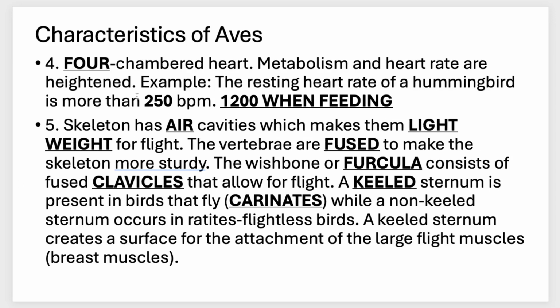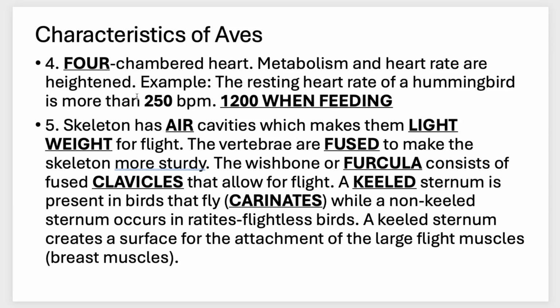So for example, if you take a hummingbird, its heart rate at rest will be about 250 beats per minute. And when it's really active, when it's feeding, it can get up to 1,200 beats per minute, which is just incredibly fast. They have a 4-chambered heart, and their metabolism and heart rate are going to be higher than our ectotherms.